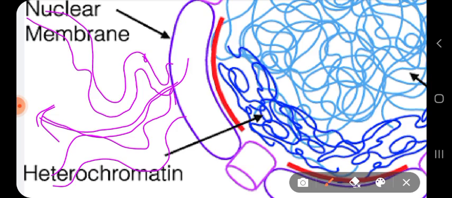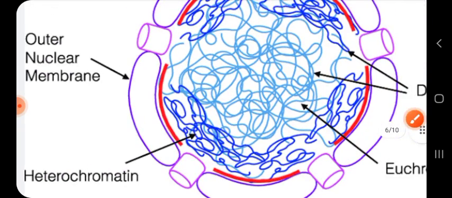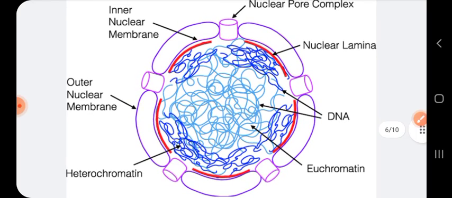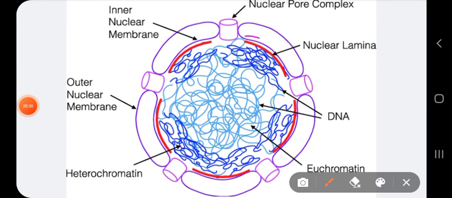Now about the nuclear lamina, I have already discussed with you what the nuclear lamina is. It is a protein meshwork about 50 to 80 nanometers thick. As shown in different diagrams, here the red lines represent the nuclear lamina. The nuclear lamina is made up of intermediate filaments called lamins.